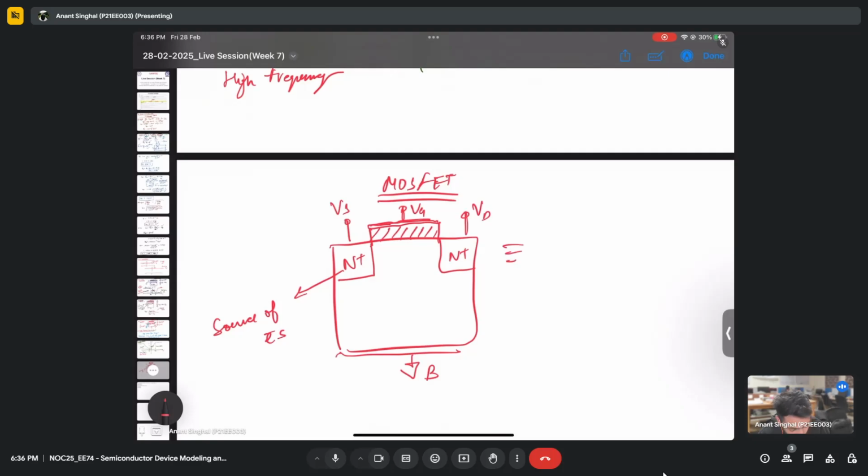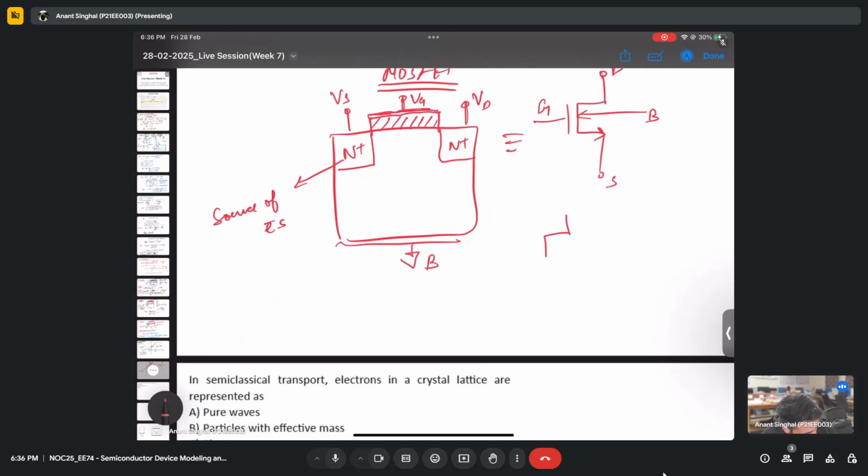So in a circuit, we draw it like this. This is the input gate, this is drain, this is source, and the body, in general, we do not draw it, or even if we draw it, it is like a terminal like this. So what you will see in the diagrams, it will be like this only: drain, gate, and source.